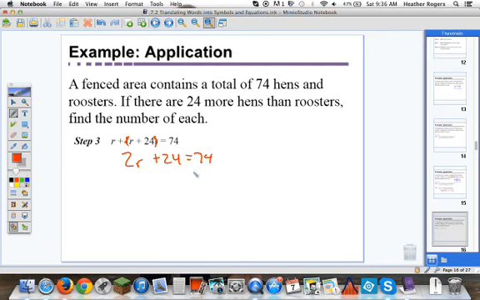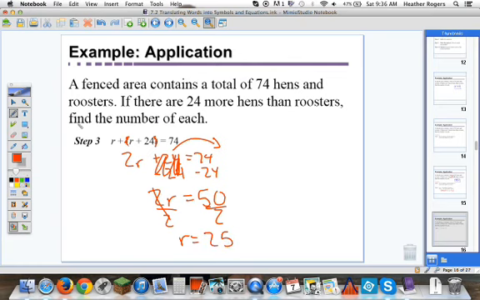Remember back to 7.1, we want to keep our variables on one side, numbers go to the other. So 24's got to go. It's plus 24, I need to subtract 24 to get rid of it on this side. That means I have to do it to both sides. So now I have 2R equals 74 minus 24 is 50. 2 times R, I want to get R by itself, so I'm going to divide. That's the opposite of multiplying. So I divide both sides by 2, and R equals 25.